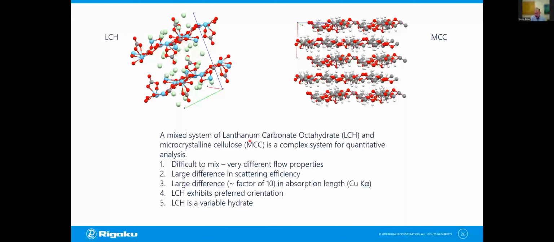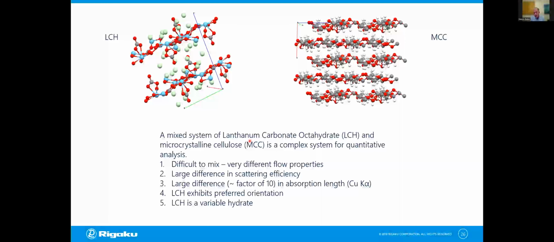As I mentioned, we had this large difference in scattering efficiency. In addition, there is a huge difference in the absorption length of the X-rays, the copper X-rays we're using to illuminate the material. In fact, greater than a factor of 10. And this actually introduces an interesting complexity into the problem. For example, if your mixing is really very bad and all the lanthanum carbonate is sitting on top of the sample, then if that's more than a couple of microns thick, the X-rays will not penetrate through it to see the cellulose underneath.